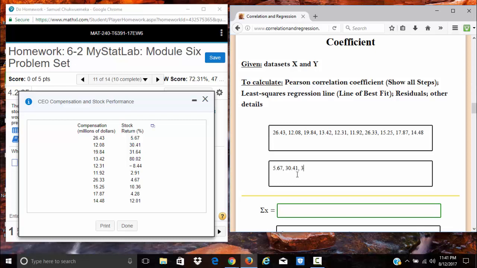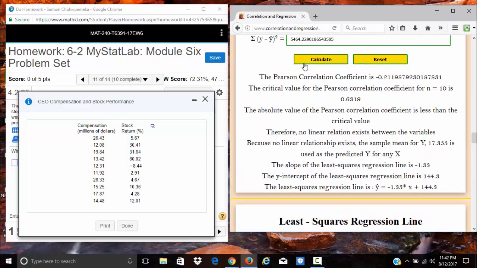30.41, 31.64, 80.02, negative 8.44, 2.91, 4.67, 10.36, 4.28, 12.01. That is 10 values each for x and y. All right. Calculate.